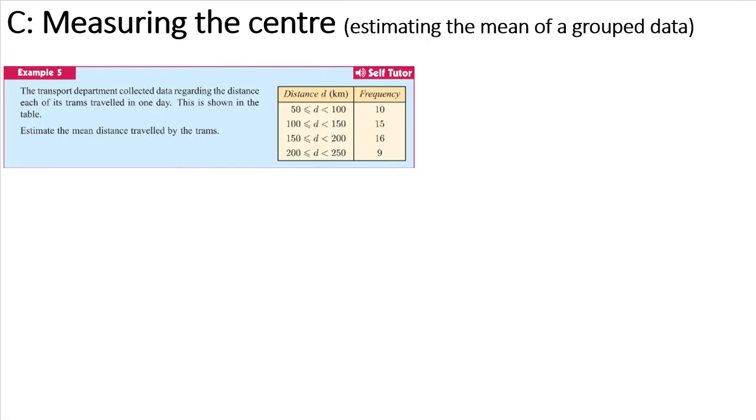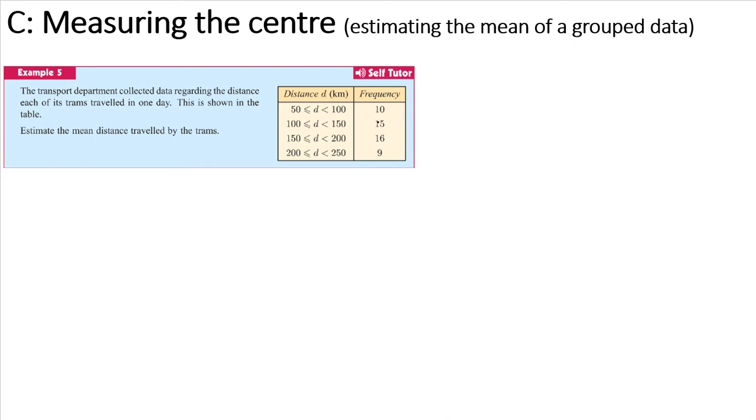Example 5 is about estimating the mean of grouped data. So we can see here in this example that we don't have certain values, but we have grouped values. The transport department collected data regarding the distance each of its trams traveled in one day. This is shown in the table that you can see here, and we have to estimate the mean distance traveled by the trams.